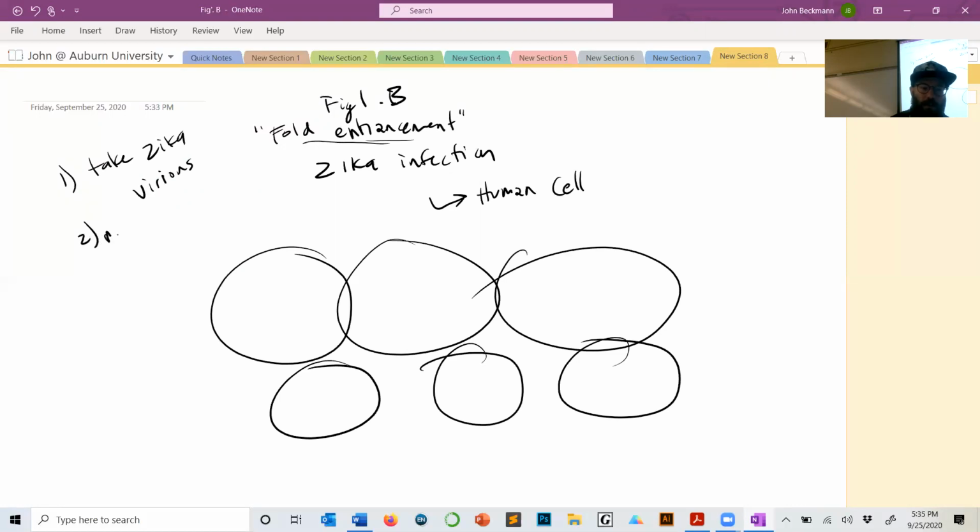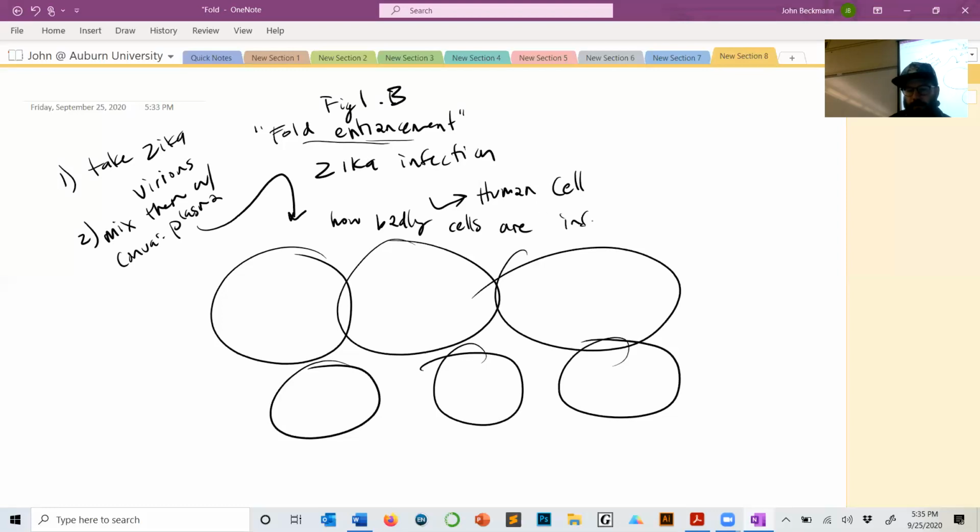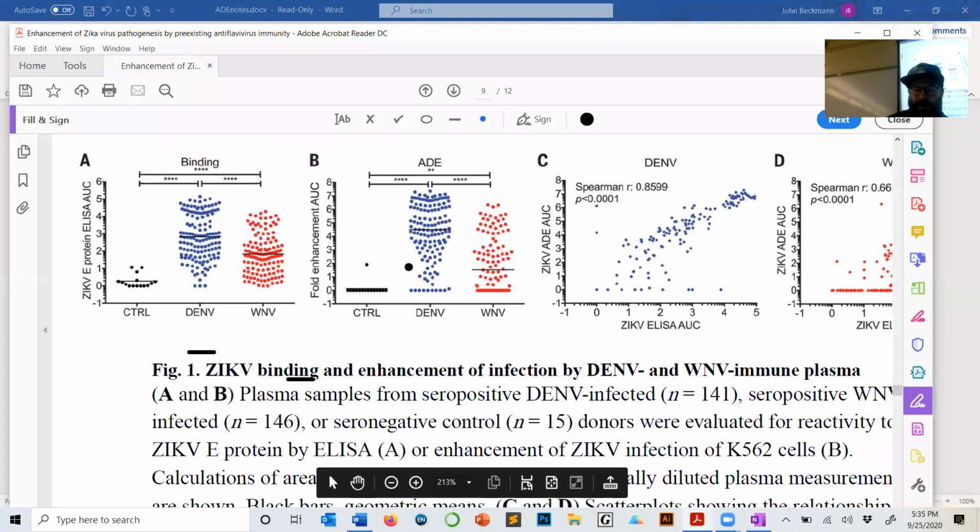Step two, mix the Zika virions with the convalescent plasma, and then throw the mixture on the cells. And then what they're counting is how badly the cells are infected with virus. They're probably quantifying replication of virions. So if virions replicate in the cell, you'll be able to see that. You'll be able to quantify that, okay? And the fold enhancement is in comparison to a negative control, okay?